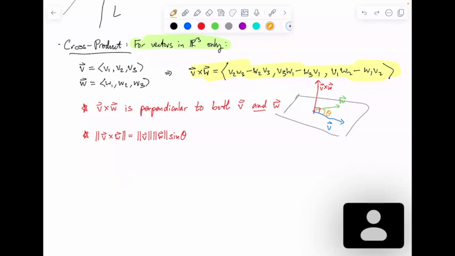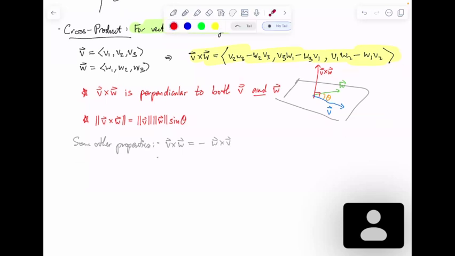Other properties that you could check for yourself: V cross W is equal to minus W cross V. They're both perpendicular, but one goes in the opposite direction. You also have the fact that for a constant C, C times V cross W is the same thing as CV cross W, which is the same thing as V cross CW. So you could scale each of these vectors first and then take the cross product. It doesn't matter which one you scale, and you get the same result.